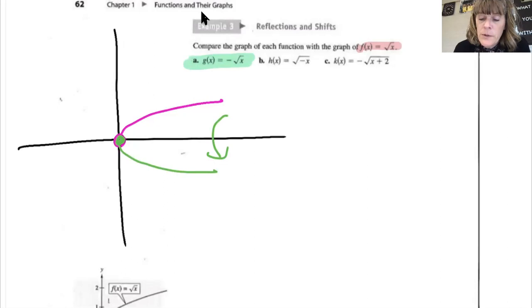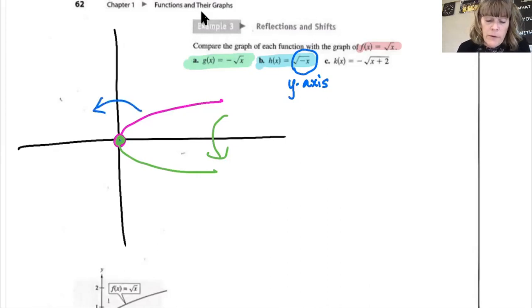All right, then we go to this next one, and you'll notice that this time the negative is on the inside of the function, the square root operation. That means it is a y-axis flip. So instead of going down below the x-axis, we're going to flip it over the y-axis. So it looks like this.